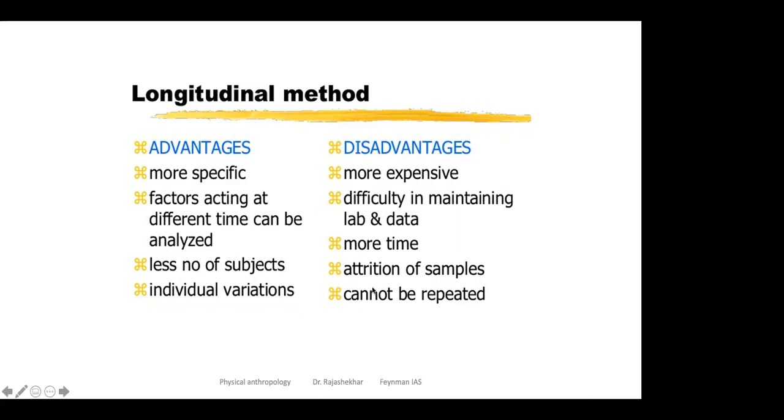Next, it cannot be repeated. Let's say you realize that you made a mistake in the study. What do you need to do? You made a mistake at the last time point that you collected. How do you rectify that? Can you go back in time and repeat the experiment? Now what happens? You have to redo the experiment. The experiment has to be restarted. So if you realize after 1 year, 2 years, you lose precious time. So this is also a big problem with the longitudinal method.